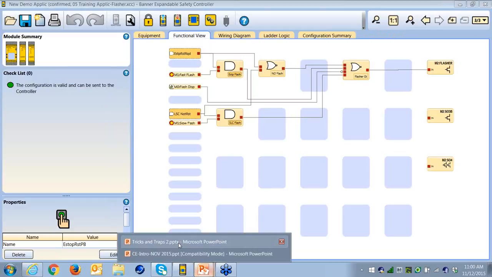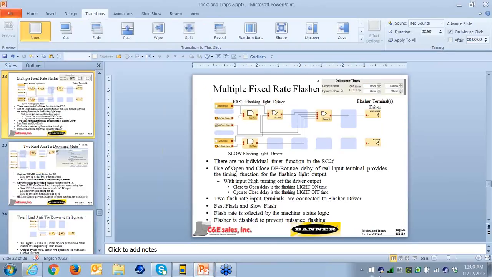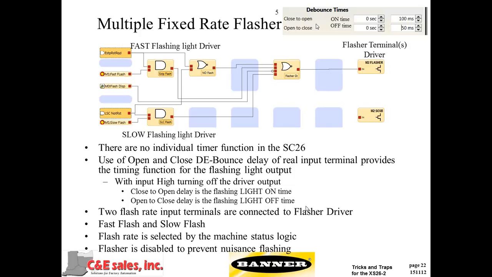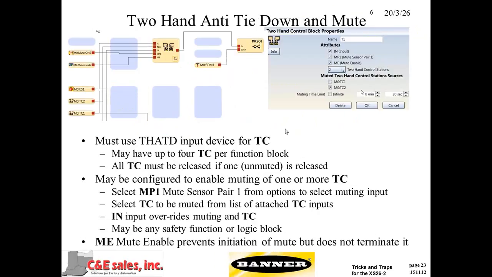Going back now to the next function block. This is going to be the two-hand anti-tie down. This is a very useful function. I have a lot of selections I can make for it. We'll talk you through a couple of them. First of all, I can have up to 4 sets of two-hand anti-tie down, each one having to work correctly. If any one of those 4 that I've modeled go low, then the other 3 have to cycle as well. In this particular example, I have only 2 of them, TC1 and TC2.